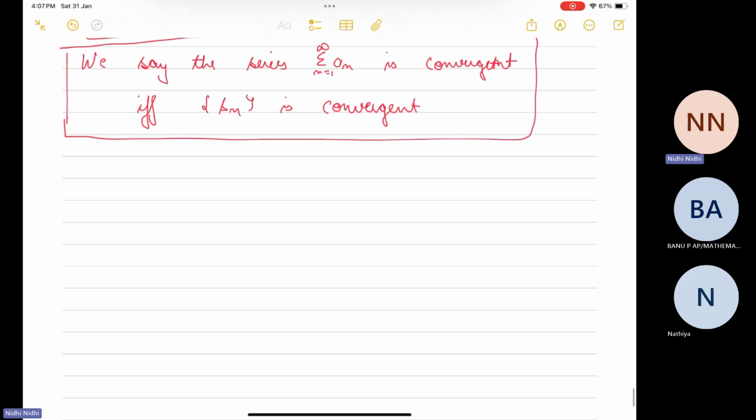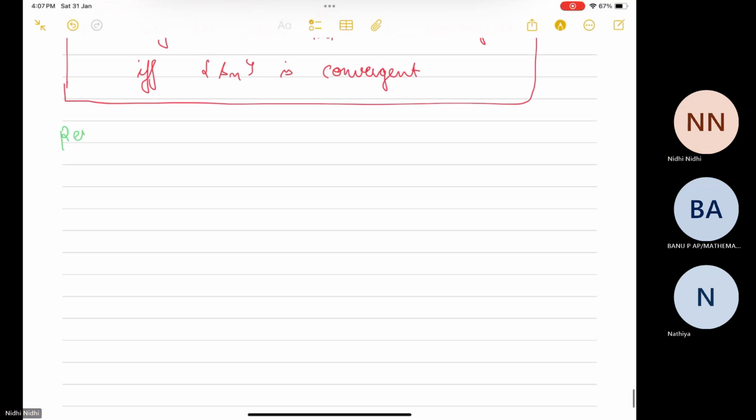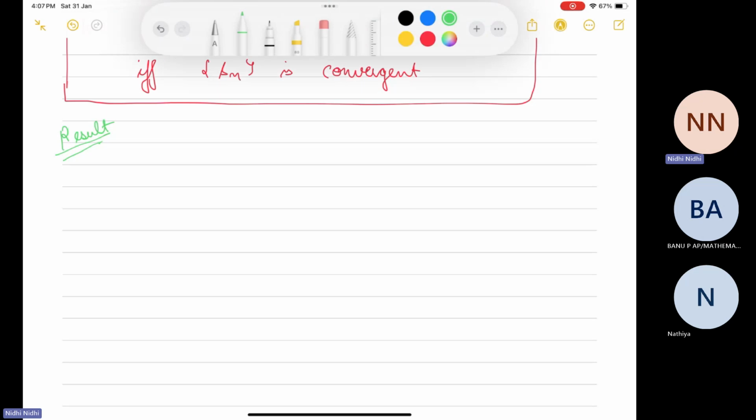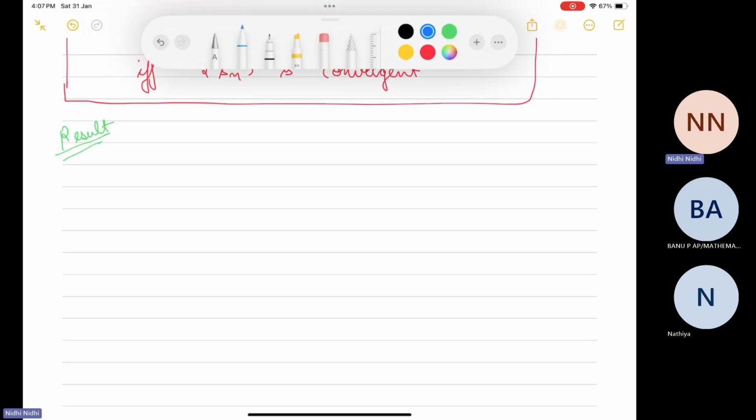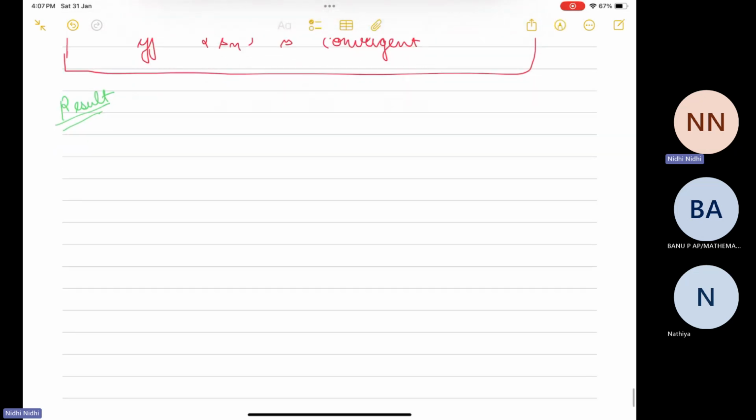We have some results. I would like you to note these results so that for future purposes, I'll just say that by this test, we are saying that the series is convergent. So you must be aware of what we mean by those tests. The first result is what we call the Cauchy condensation test.